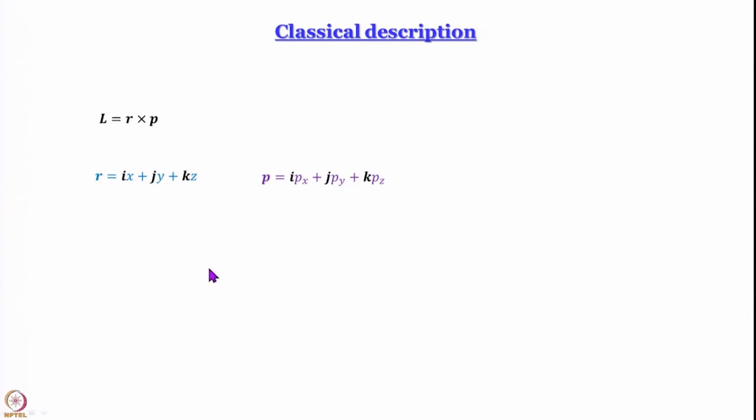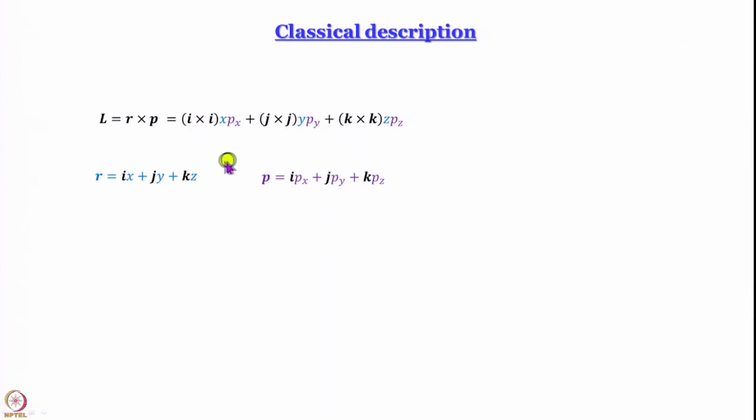Now, when I take a cross product between r and p, what I really have to do is take a cross product between this and this, ix plus jy plus kz and ipx plus jpy plus kpz. While doing that, how many terms will I get? Well, 3 into 3, 9 terms. Let us take them in groups.